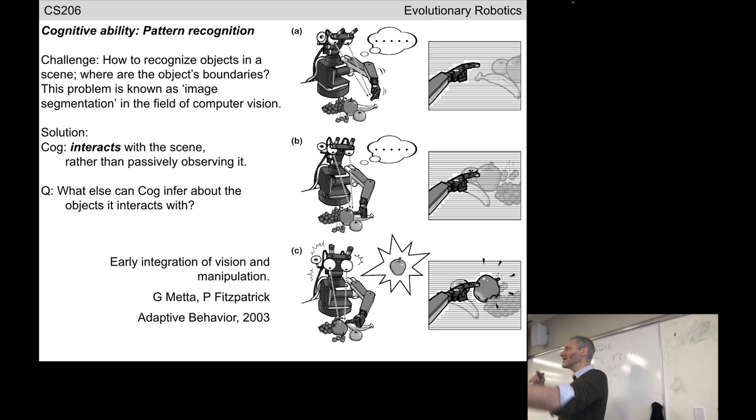Okay. So we'll just call it maybe non-self. So as Cog continues to bump into the apple accidentally, Cog can actually start to learn more things about non-self. You actually kind of mentioned it. What else can Cog start to learn about this mysterious thing called non-self?